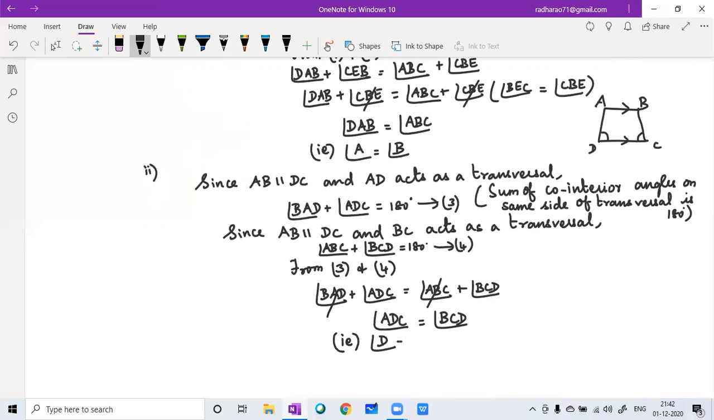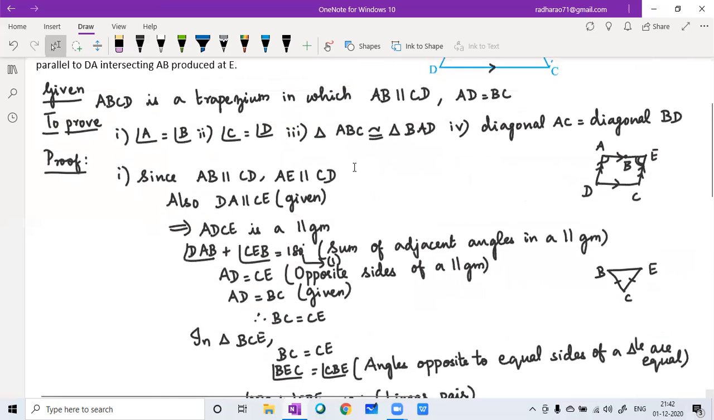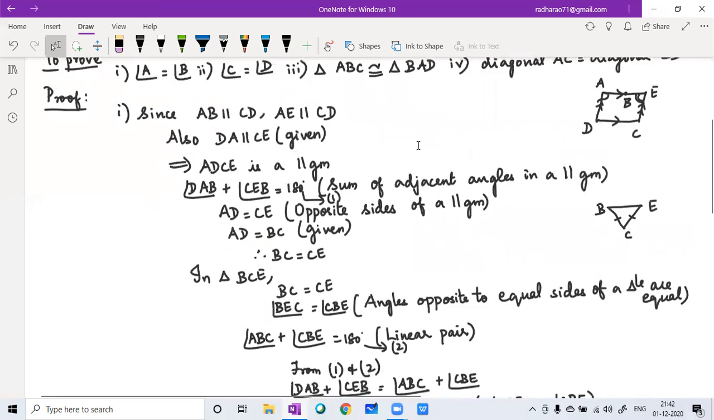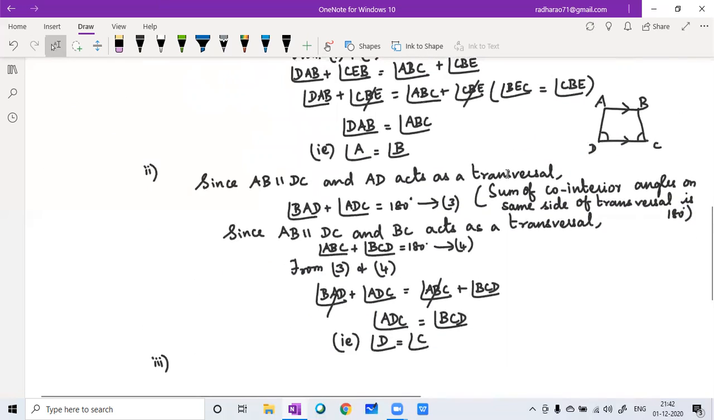That is angle D is equal to angle C. So the second proof is also over. What is the third proof? We have to prove triangle BAD is congruent to triangle ABC. Triangle ABC and triangle BAD have to be proved congruent.